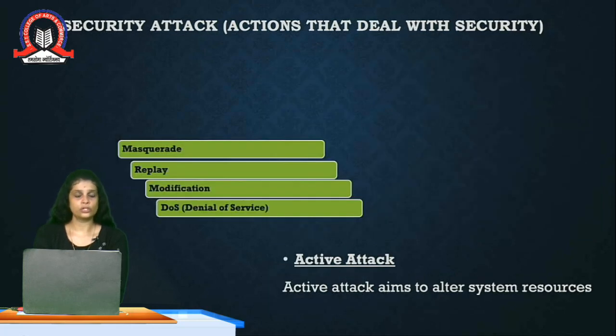Next we'll move on to the active attack. So what is active attack? As I initially told, it is modification or changing happened in our messages. So there are basically four categories of active attack. First one is the masquerade, second is replay, third is modification, and fourth is DOS, that is denial of service attack. So active attack aims to alter system resources.